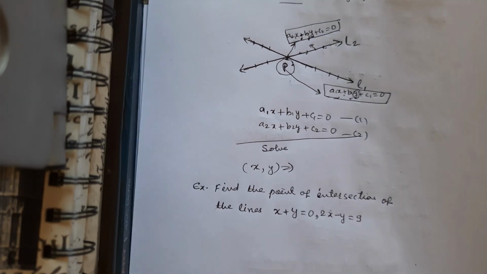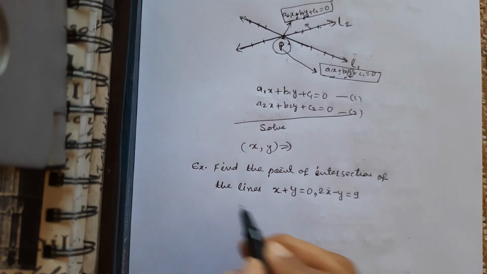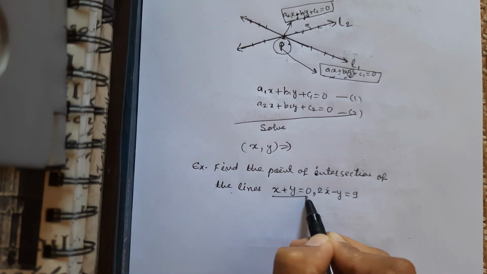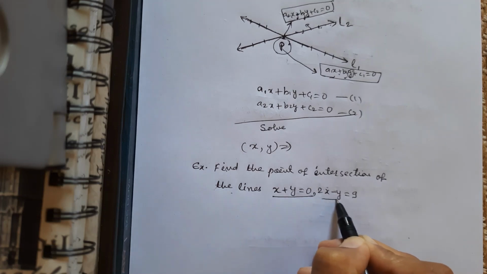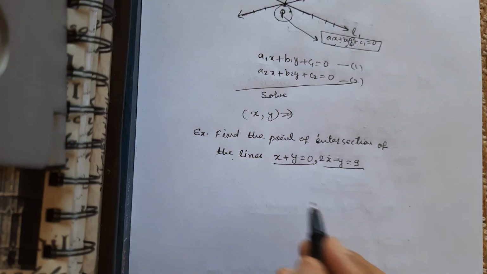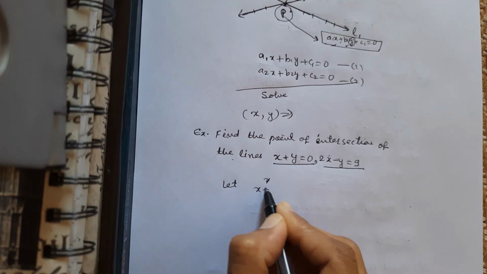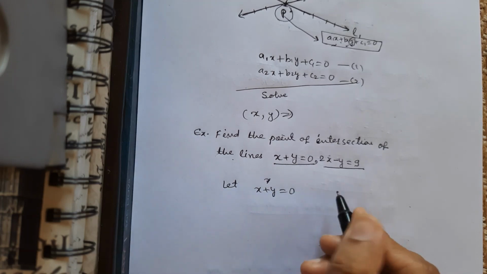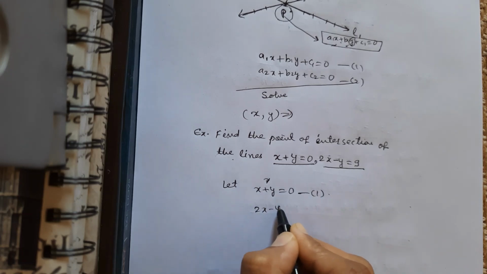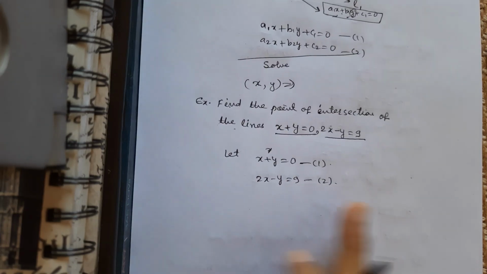Now we will find a point of intersection. I already wrote an example here: find the point of intersection of the lines x plus y equal to 0 and 2x minus y equal to 9. I'll show you a simple trick. Let x plus y equal to 0 be equation 1, and 2x minus y equal to 9 be equation 2. Now we will solve these equations.